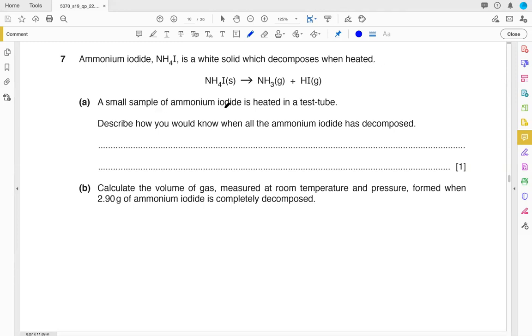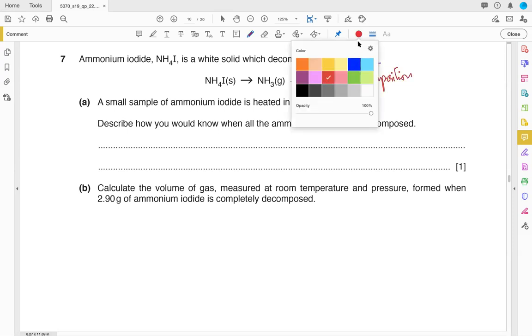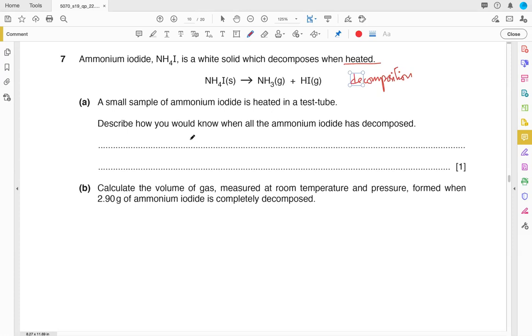A small sample of ammonium iodide is heated in a test tube. What kind of a reaction is this? This is decomposition. Why? Because you're breaking one thing and making multiple things from it. So that's a decomposition reaction. Because it's being heated, we'll say that this is thermal decomposition, although they seldom ask us for that.